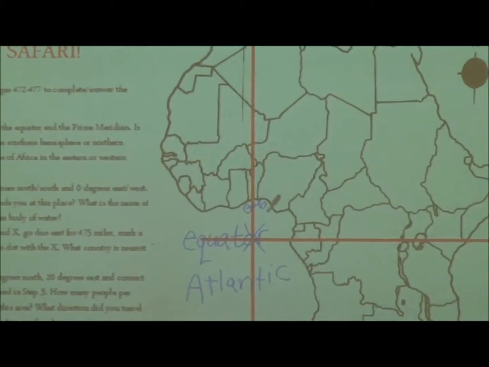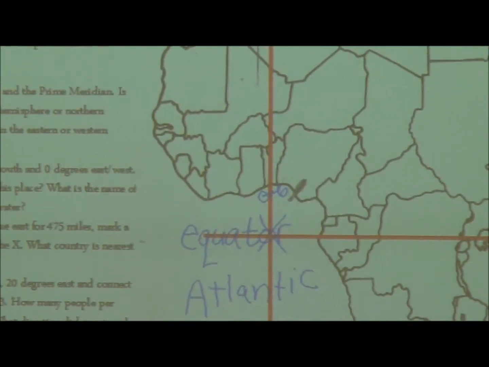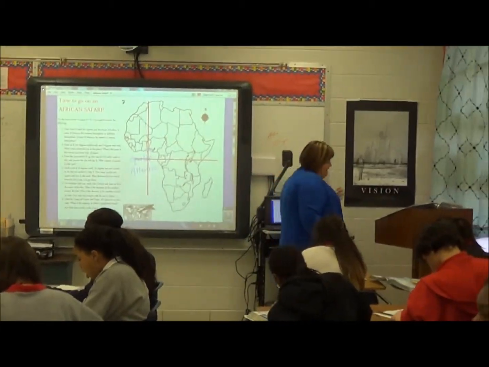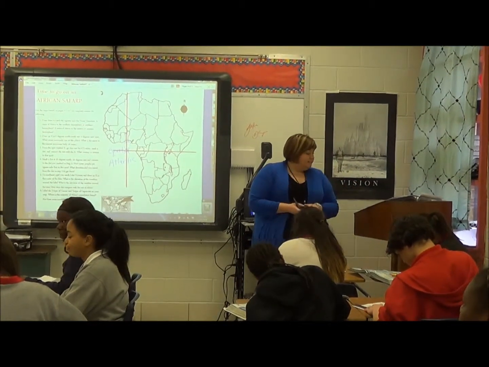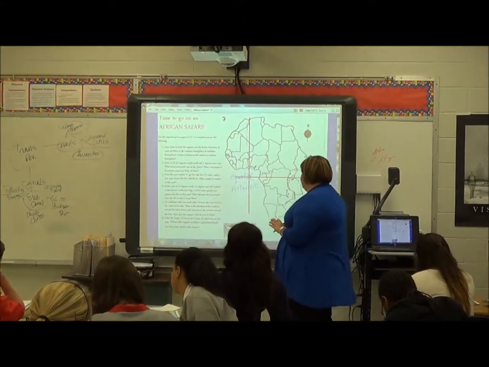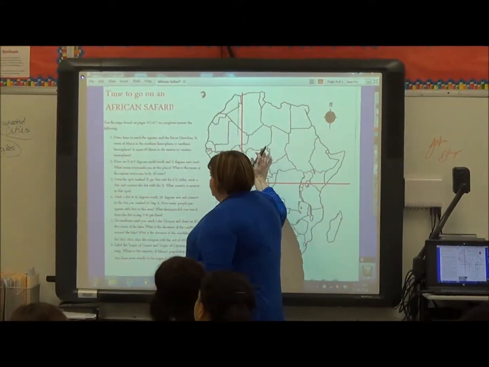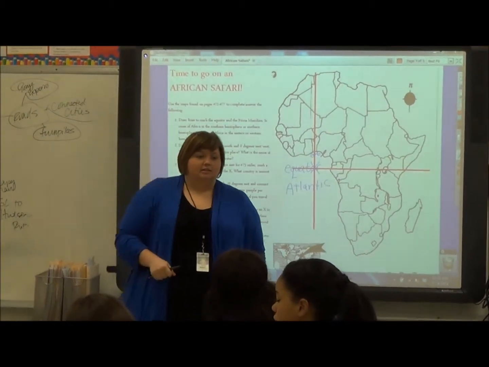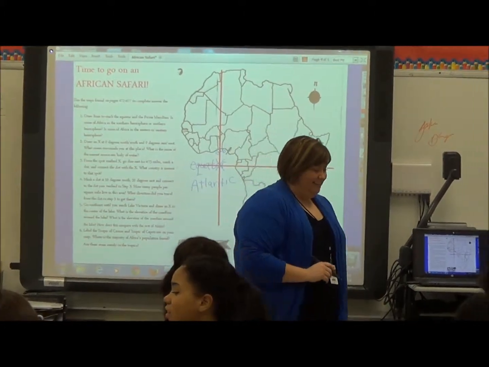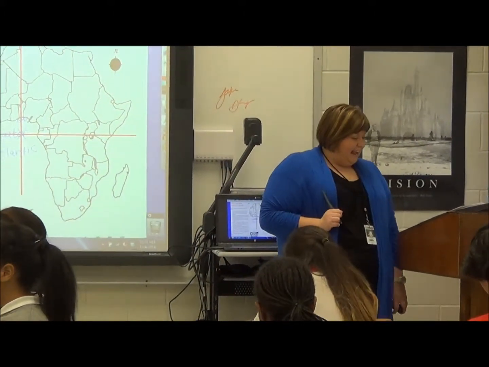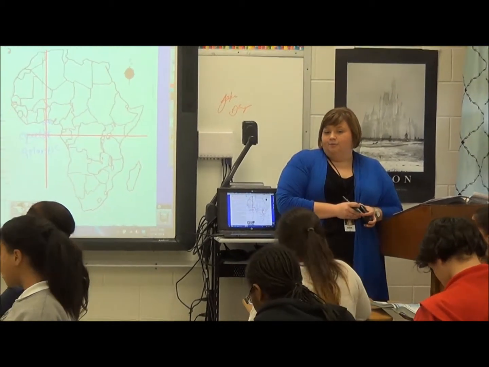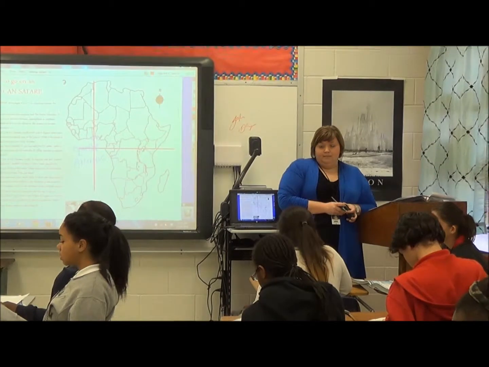The third thing it asks you to do is go from the point that's marked X. It wanted you to go 475 miles east. Whenever you did that, which direction did you go? Did you go this way? Did you go to the right or to the left? Right, you went this way. You went to the right. And what was the nearest country to the spot 475 miles away? Gabon.